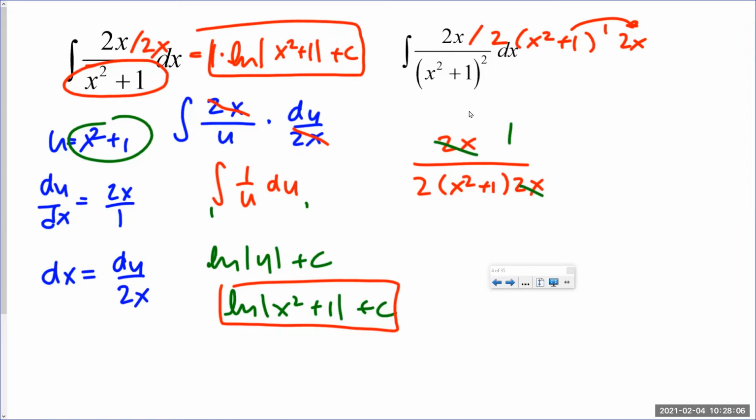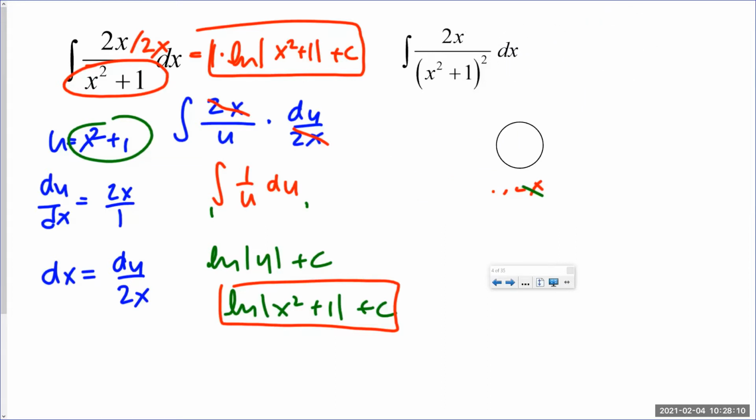Is everybody good with how to do the shortcut? I love it that you guys know the shortcut and you can do it, but I want you to pick the right times to do it. So this problem is just a u sub.